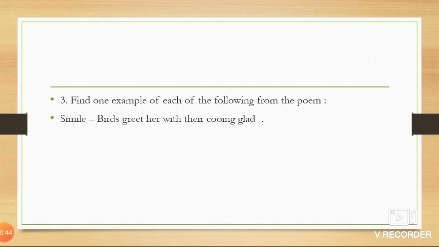Okay, now let's go to the next question. Find one example of each of the following from the poem. Similarly, I have taken my example. There are more also. I have taken, birds greet her with their cooing glad. One more is there: like a bracelet's tinkling song is also similarly a metaphor. Her silken robe is white moonlight. That is a metaphor.